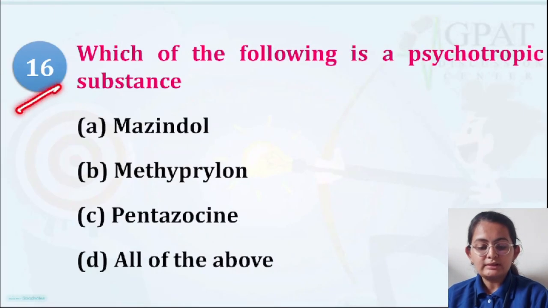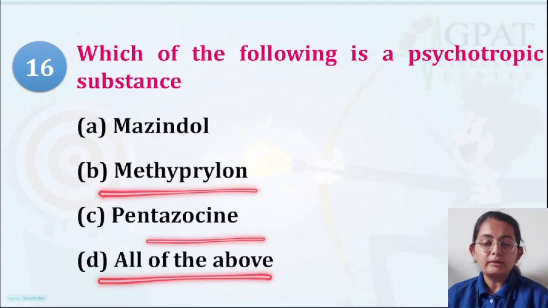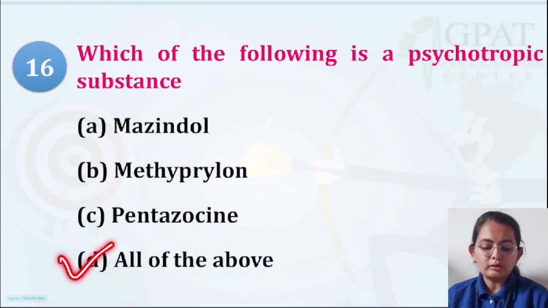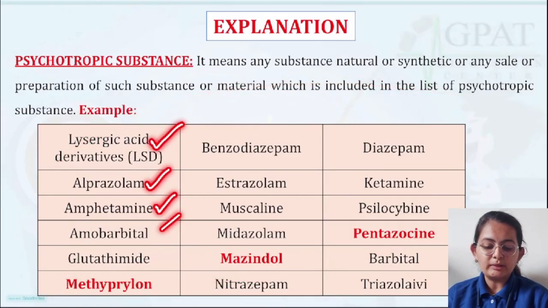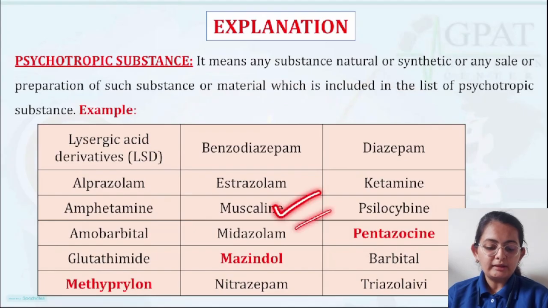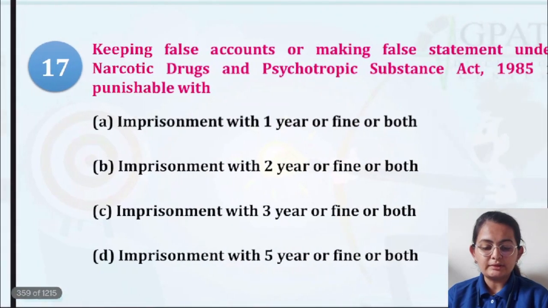Then question number 16, what is it talking about? Which of the following is a psychotropic substance? Mezindol, methylpyrrolone, pentazocine, or all of the above. You must be knowing that all of these are psychotropic substances. You can see lysergic acid derivative, alprazolam, amphetamine, amobarbital, mescaline, midazolam, mezindol, pentazocine, ketamine. All of them are under the list of psychotropic substances.